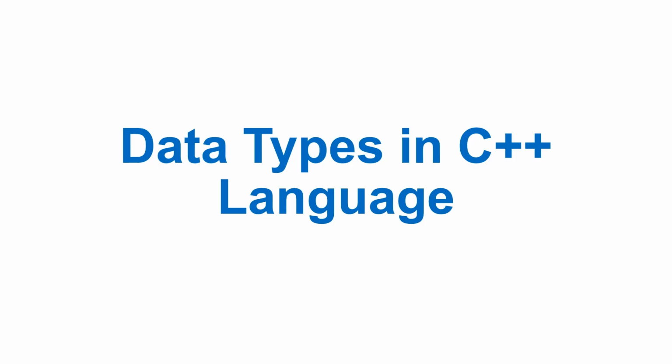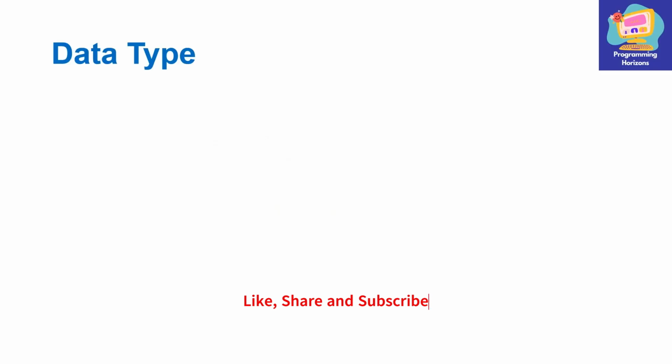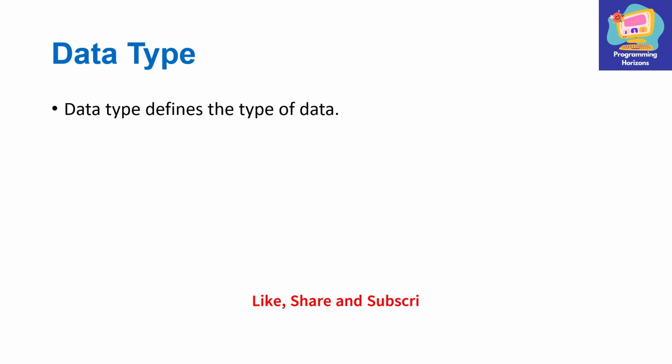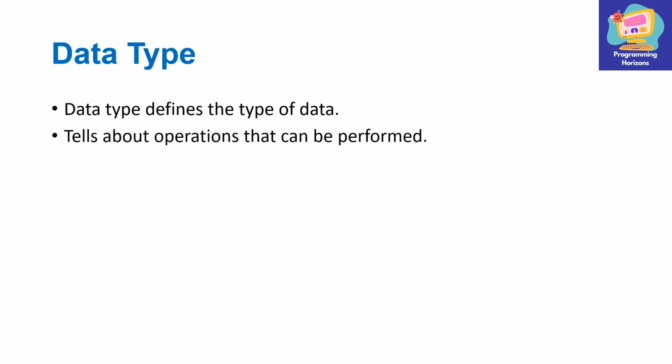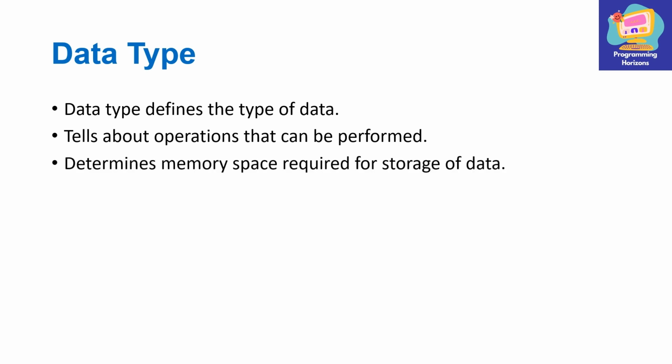Let's dive deeper into the data types provided by the C++ language. Data type tells us about the type of data that we are actually working with in our program. What kind of values are we taking as input, whether an integer or a fractional number or a character, and what kind of outputs we will be producing through the program. That is determined by the data type. Not only does it tell us about the operations that can be performed on the data, but it also determines the amount of memory space required for the storage of data.